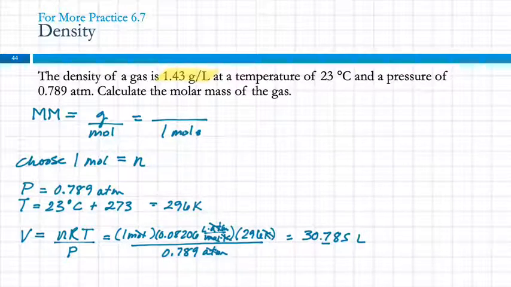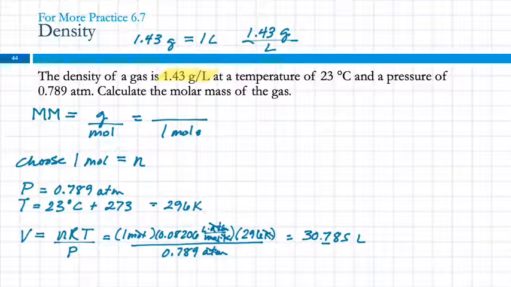Because what that means is 1.43 grams is equal to 1 liter. Like 1 inch equals 12 feet. No, 12 inches is 1 foot. Or we could write it as a vertical fraction. Whichever one makes more sense to you in terms of a conversion factor. So I can convert liters to grams, put grams on the top and liters on the bottom. 1.43 grams is equal to 1 liter for this problem.